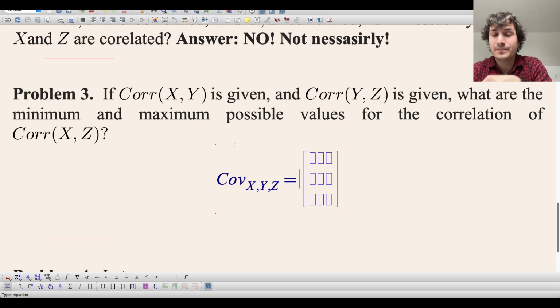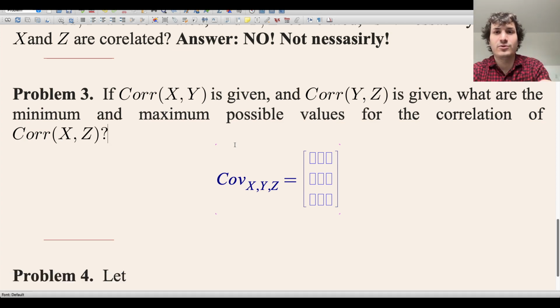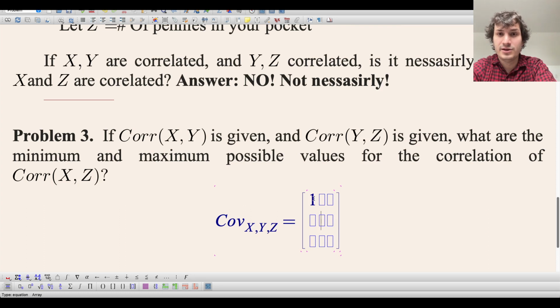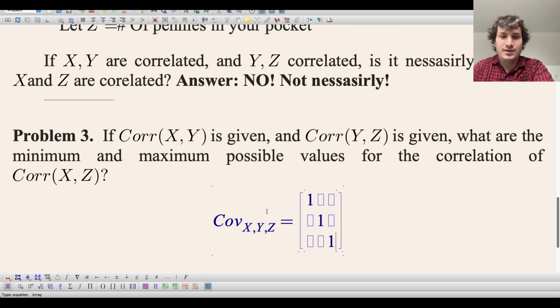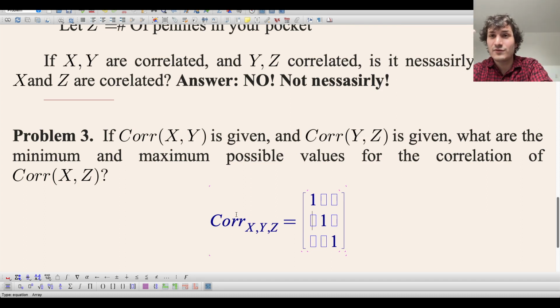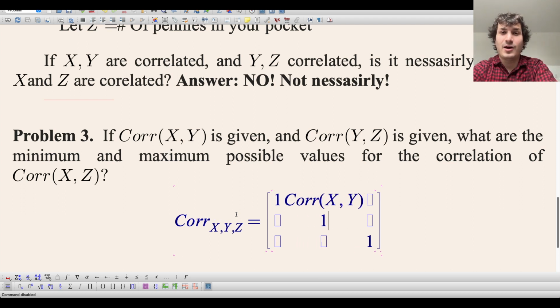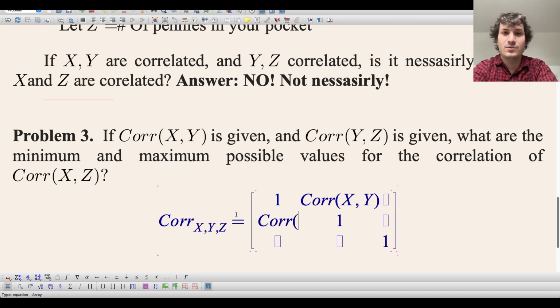On the diagonal, you put the correlation of the things with themselves, or the covariance of the things with themselves, and that I'm going to assume is 1. So the correlation is definitely 1. Let's just call this correlation to avoid confusion. So the correlation of X with itself is 1, the correlation of Y with itself is 1, and the correlation of Z with itself is 1. The correlation of X and Y could go here on these entries. The correlation of Y and X.